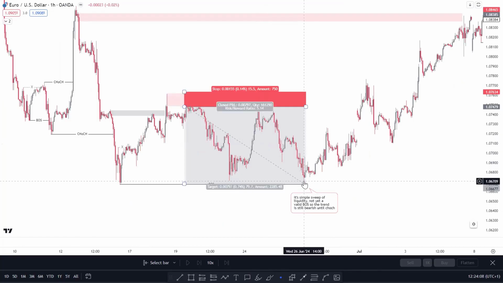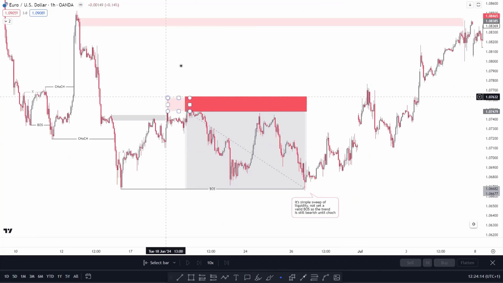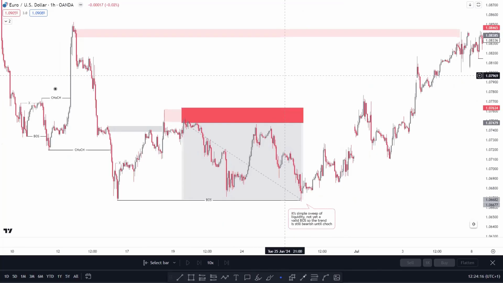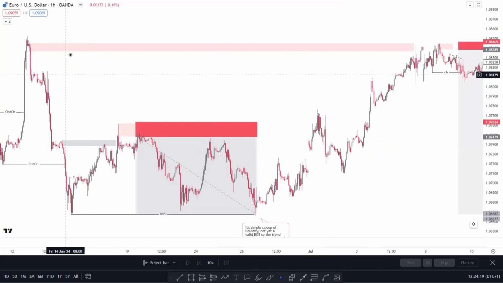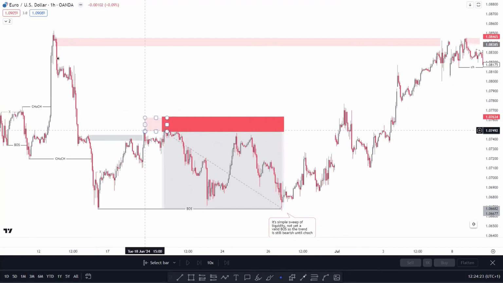So this is not yet a valid break of structure. This lower high here is not yet confirmed. So we have to wait for the market to push all the way up to mitigate our extreme order block, which is here. And anything between this decisional order block and extreme order block here is a smart money trap. And you see that the market didn't respect it at all.